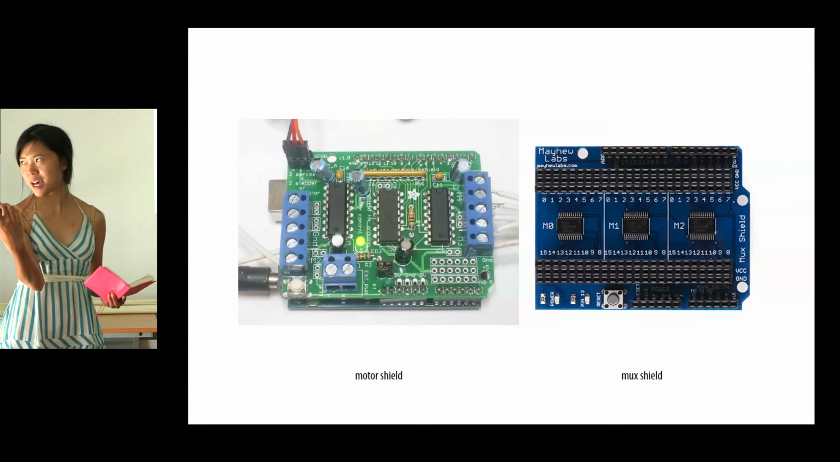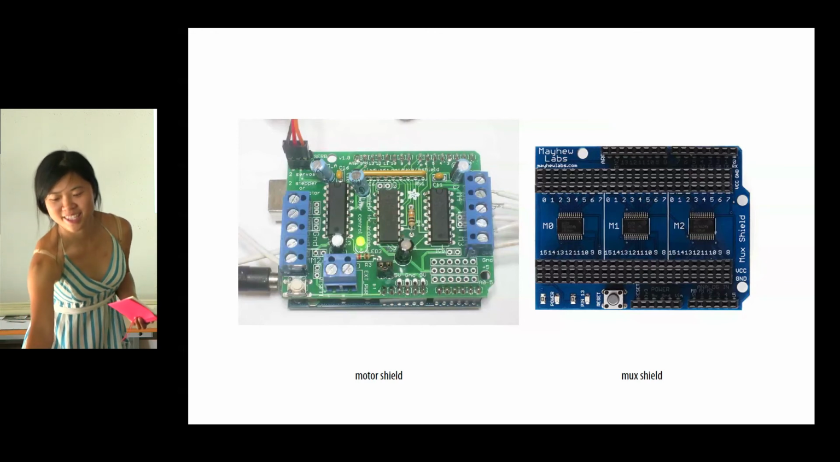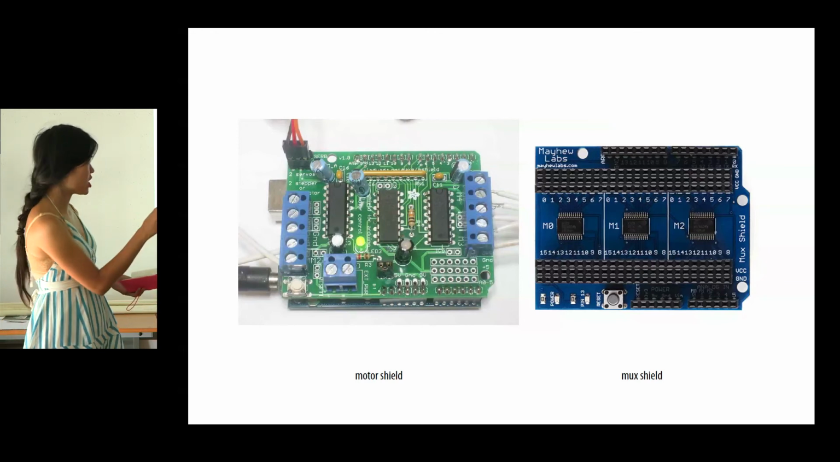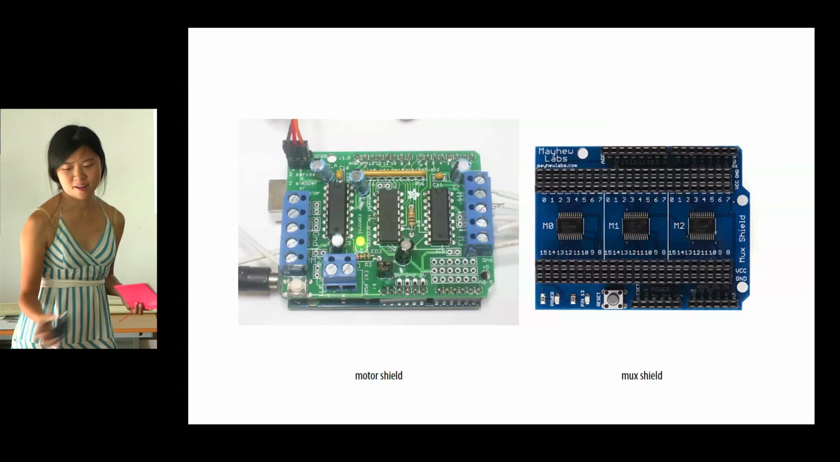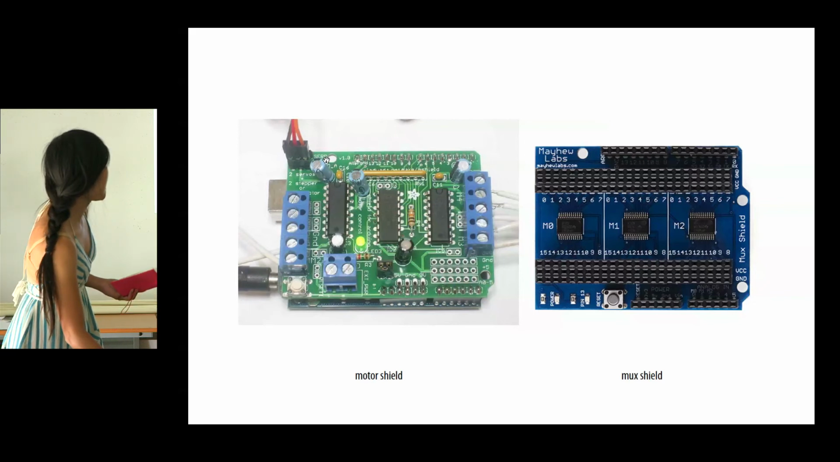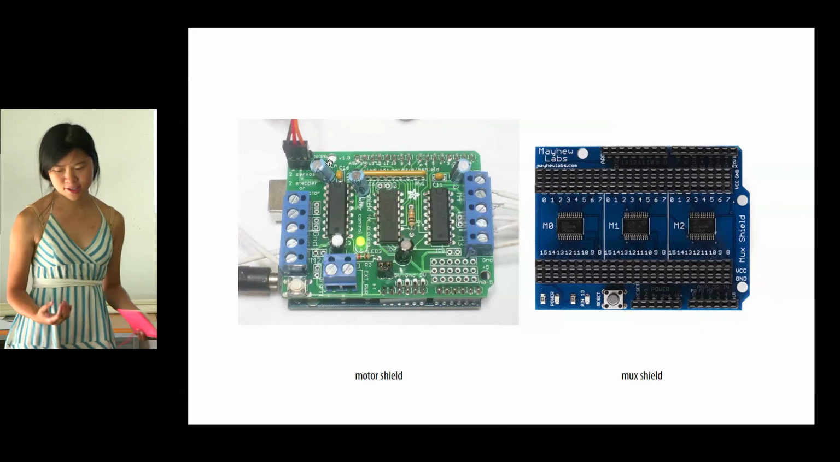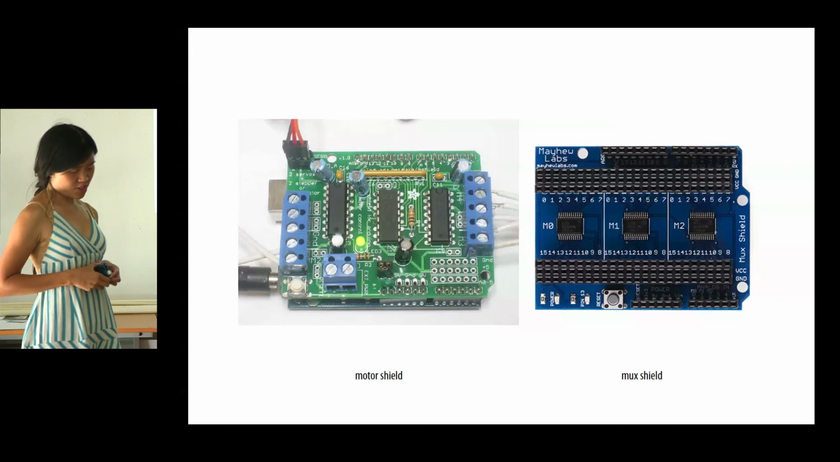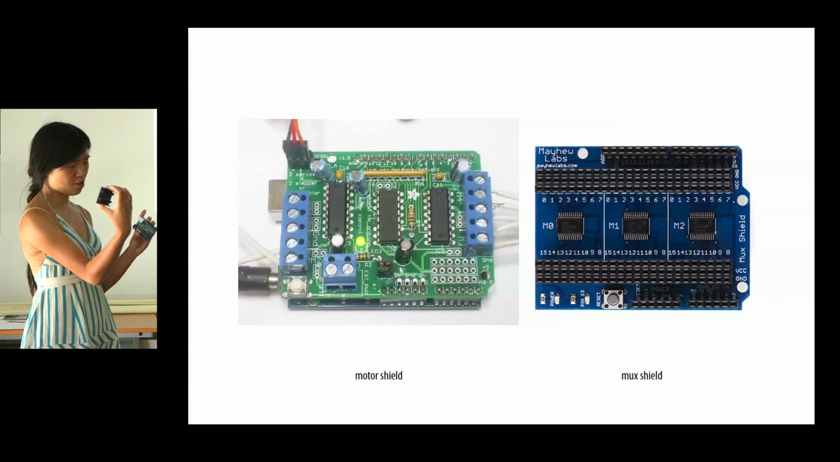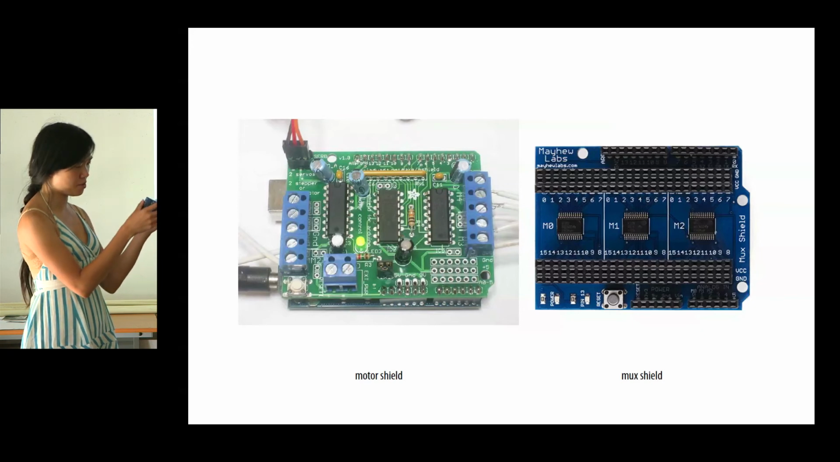I don't know if we've passed this around yet. Or the MUX shield, which is this one here. The motor shield has options for different motors to be plugged into it. So these shields are additional boards that you would plug onto your normal Arduino board.